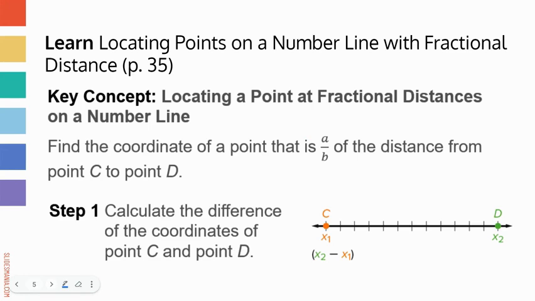Okay, so here is our formal definition. Locating a point at fractional distances on a number line, we find the coordinate of a point that is a over b of the distance from point C to D. The first step is to calculate the difference of the coordinates of point C and D. Again, C would be our initial point and D would be the terminal point. The initial point is always our x1. The terminal point is always our x2.